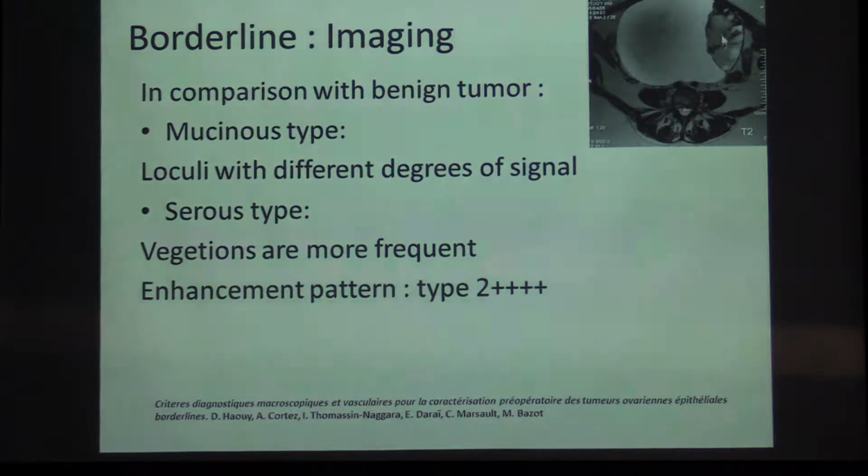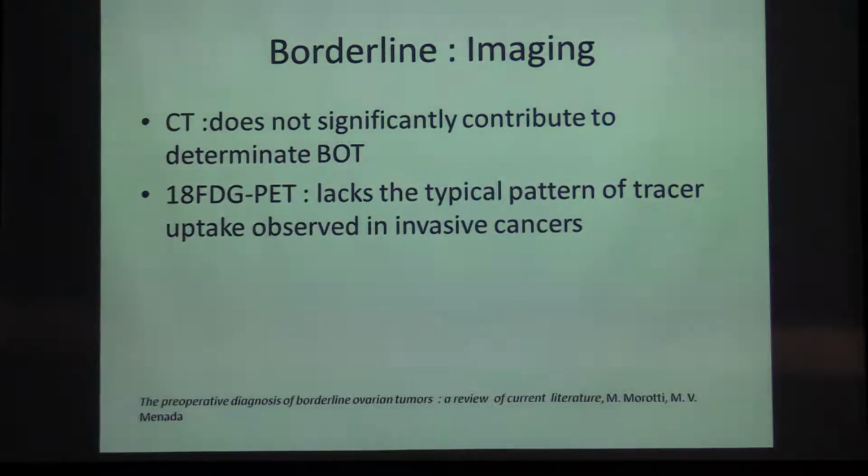There are loculi with different degrees of signal in the mucinous type, and vegetations are more frequent in the serous type. CT doesn't significantly contribute, and the PET scan lacks the typical pattern of tracer uptake observed in invasive cancer.